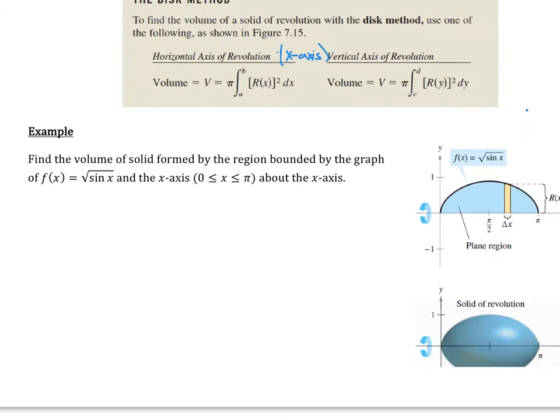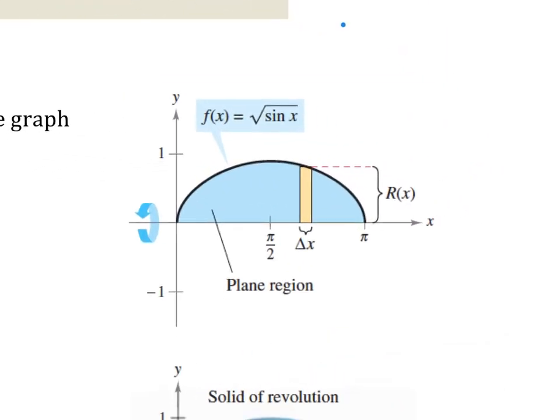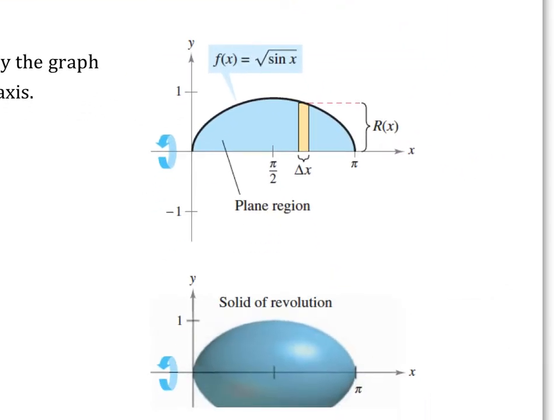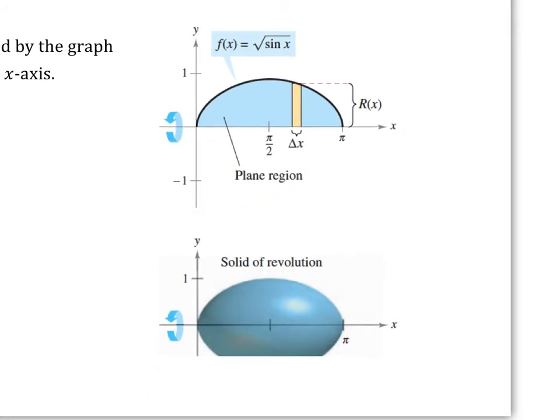Okay, so we want to find the volume of a solid formed by the region bounded by the graph f of x equals the square root of sine x. Well, that's kind of an interesting graph. So f of x equals the square root of sine x is this right here, kind of this arch-looking thing. And when we revolve that, we get this little football, or it almost looks like a pill of some sort.